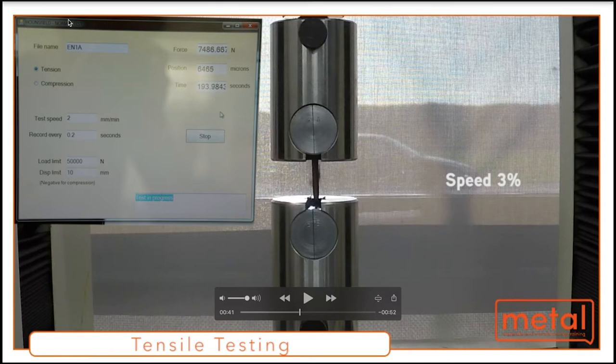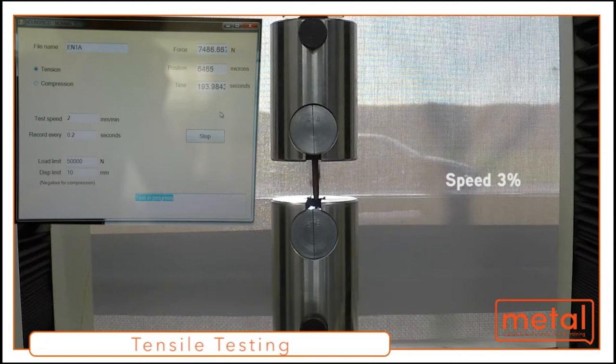And this is the software we use here. This is a Hounsfield testing machine, and what we do is we prescribe the test speed, in this case in millimetres per minute. So we moved the crosshead at a rate of 2 millimetres per minute in displacement control, as opposed to load control or extension control, which you can use for other types of testing. We recorded data points every 0.2 seconds. We put a load limit and a displacement limit on there.